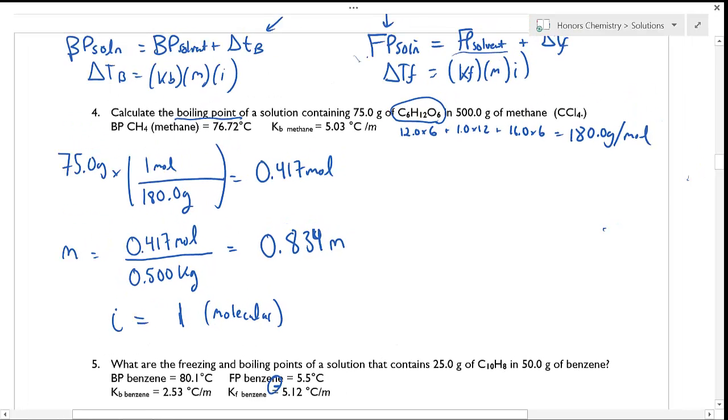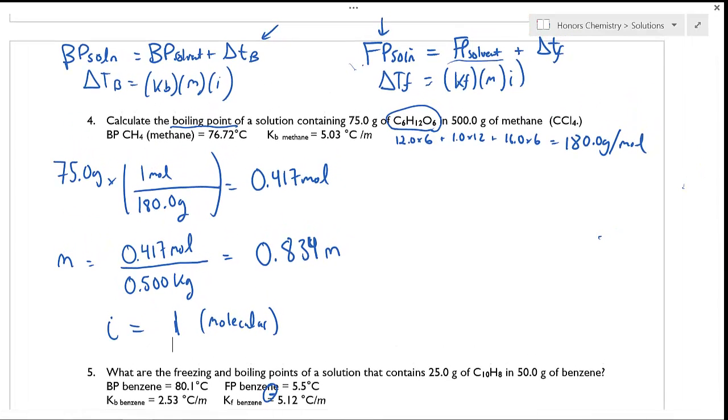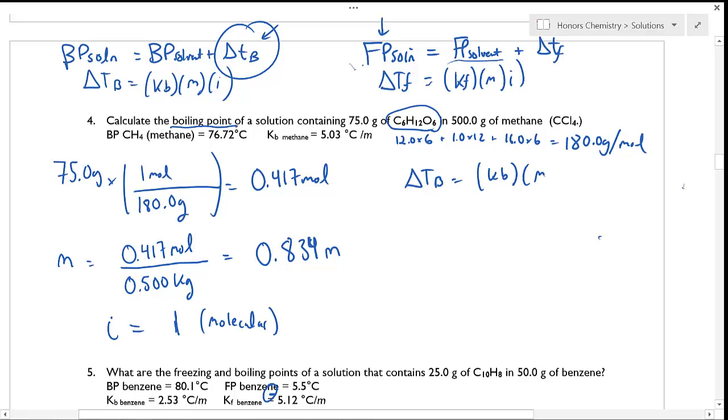So now what we need to do is find the change, or the new boiling point. To find the new boiling point, we need this little delta Tb. So I'm going to find my change in boiling temperature. It's equal to Kb times m times i. And because it's not water, I need a new constant Kb for this solvent, and there it is for methane, given in the problem there.